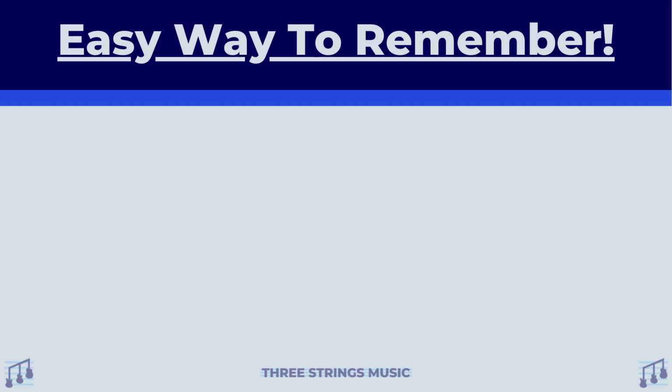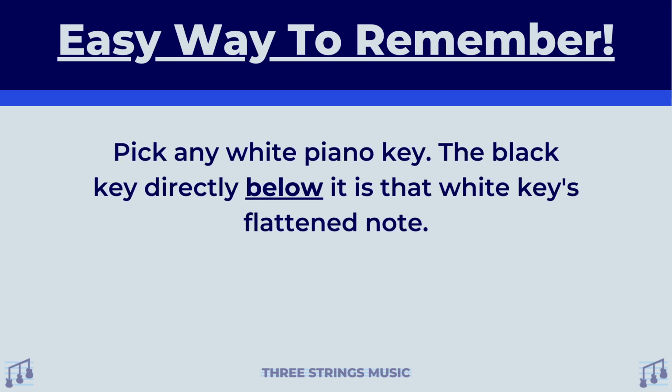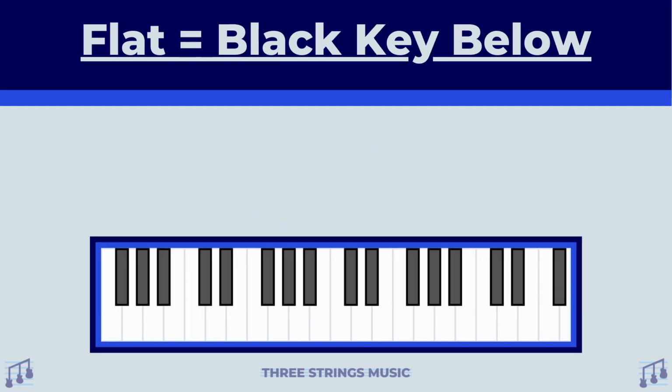Well, the good news is, yes, there is, and the even better news is, it's probably exactly what you're already thinking it is. All you got to do is just pick any white piano key. The black key directly below it is that white key's flattened note. Ta-da! Even so, here are a couple of examples. So here we have B. And if we were to look at the black key directly below B, you would get B flat. For one more example, here you have D. And the black key directly below that D would be, you guessed it, D flat.